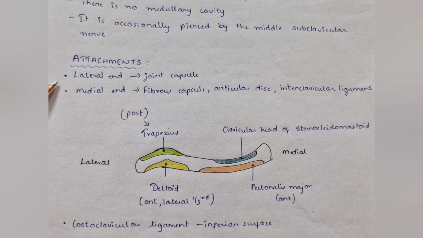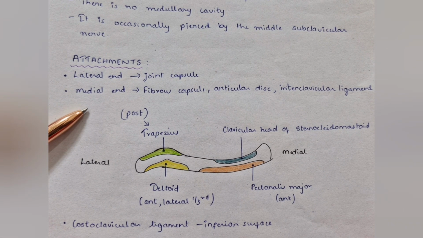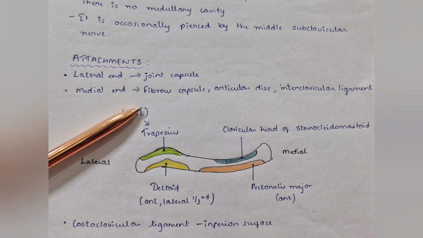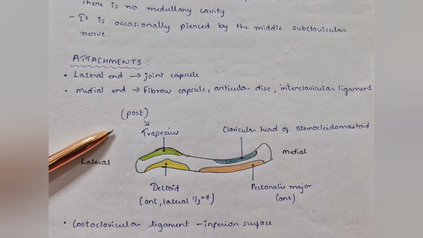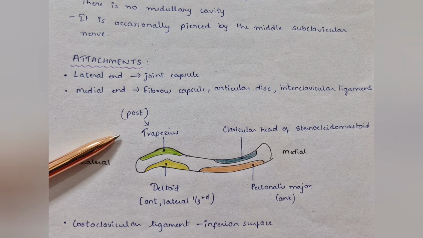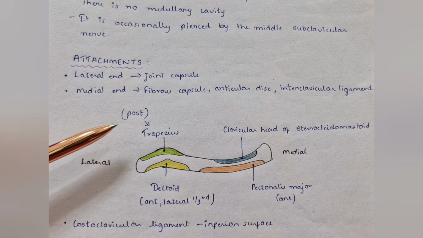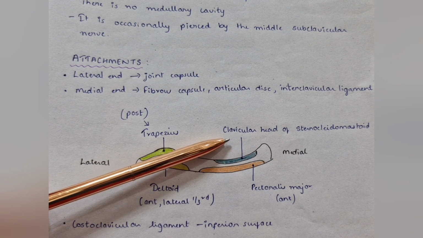Attachments of the clavicle. The lateral end is attached to the joint capsule. The medial end is attached to the fibrous capsule, the articular disc, and the interclavicular ligament. Posteriorly, the clavicle is attached to the trapezius on the lateral side, and on the medial side, it is attached to the clavicular head of the sternocleidomastoid muscle.